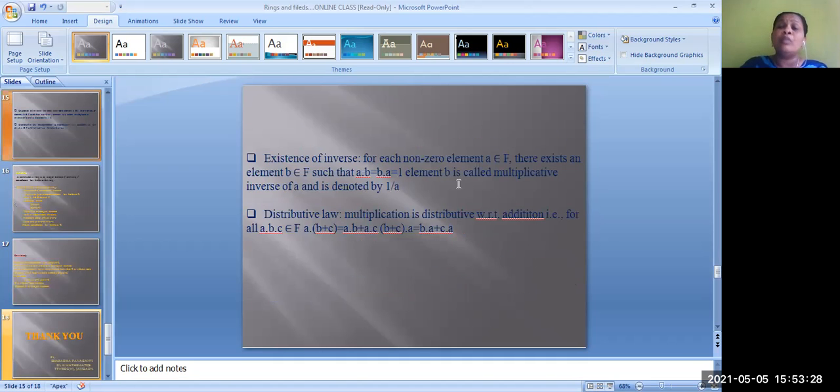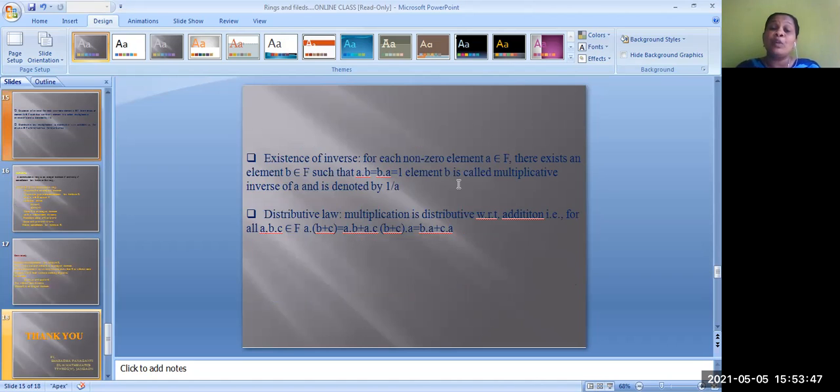Next, the inverse property. For each non-zero element A belonging to F, there exists an element B belonging to F such that A into B is equal to B into A, which is equal to 1. Here B is the inverse of A. We can also write B is equal to 1 by A.